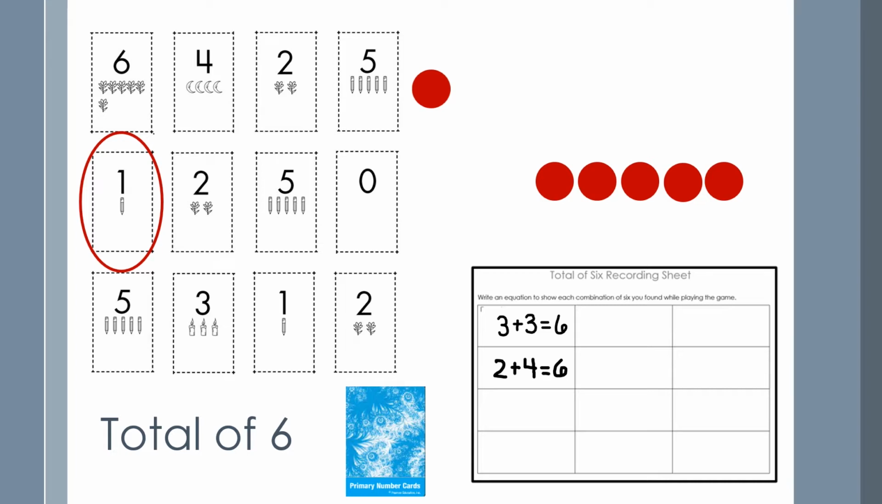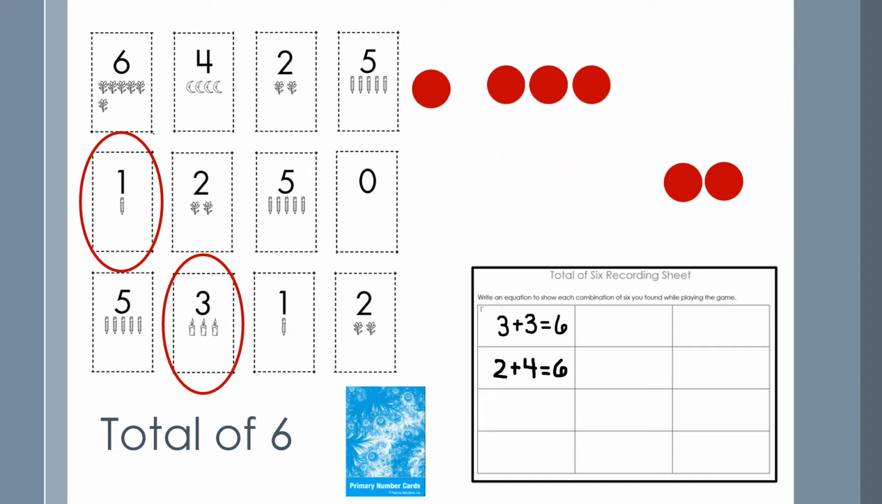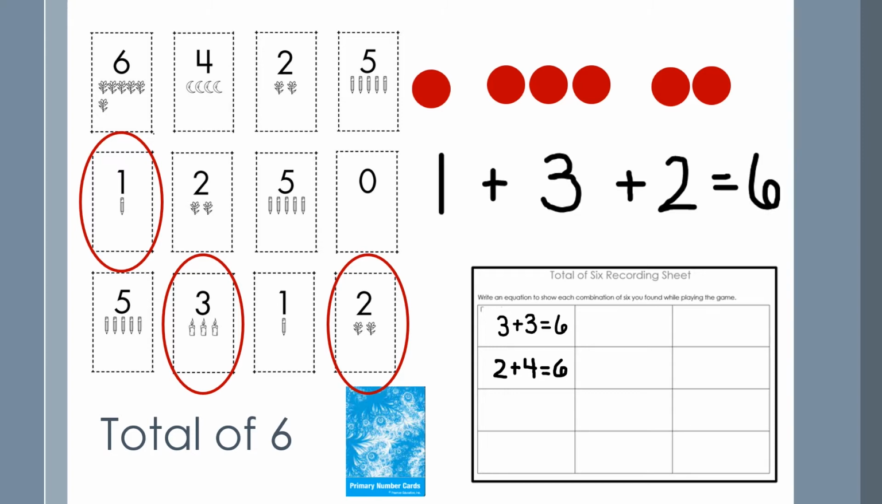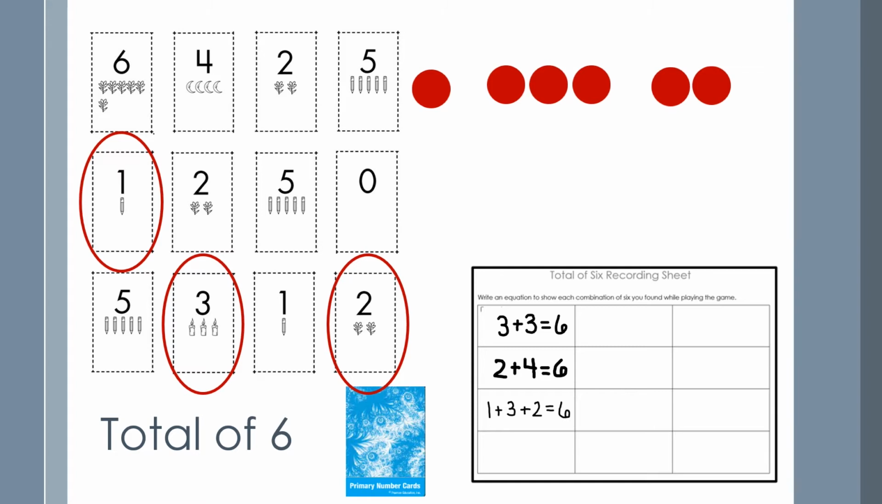Now I will choose the 3 card and separate 3 more counters. That leaves 2 counters, and there is a 2 card, so I will use that to finish my combination. All that's left is to write an equation. 1 plus 3 plus 2 equals 6. I will add that to my recording sheet.